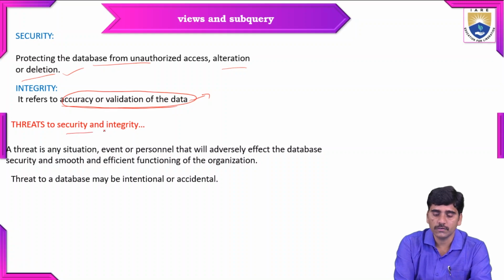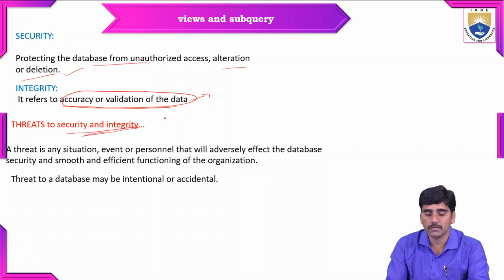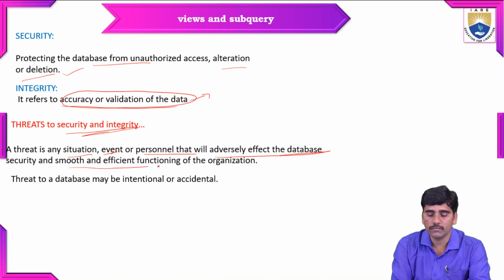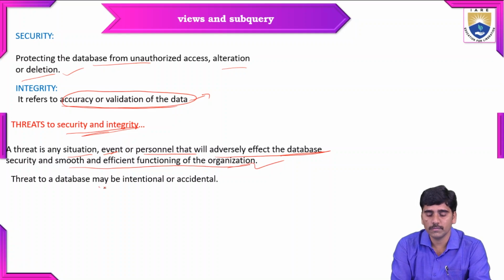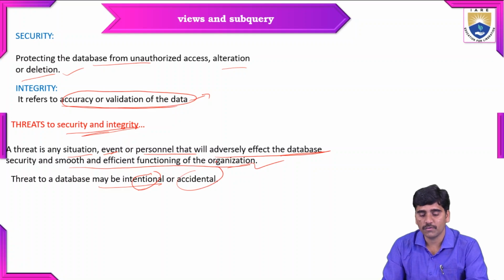And the threats to security and integrity. A threat is nothing but a situation or event or personnel that will adversely affect the database security and the smooth and efficient functioning of the organization. So threats to a database may be intentional or accidental. It may happen, or it may unwantedly happen.